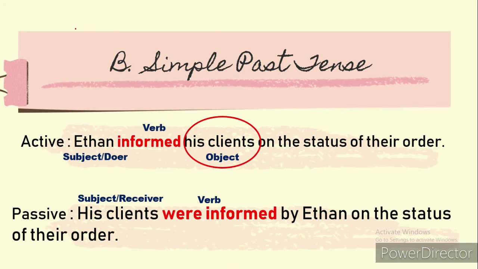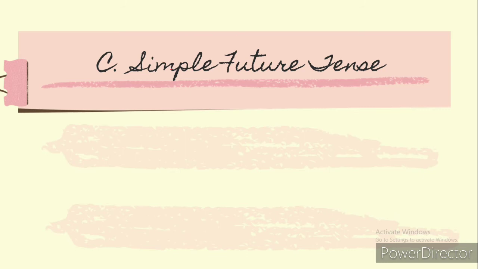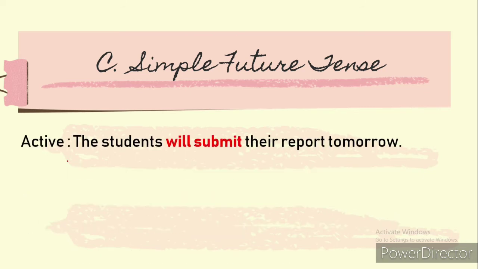His clients now will be the subject but not the doer of the action were informed, which is our verb, and then Ethan is the doer but not the subject. If your verb in the active voice is in simple past tense, your verb in the passive voice should also be in simple past tense. Next, let us have the simple future tense. In active voice, the students will submit their report tomorrow.